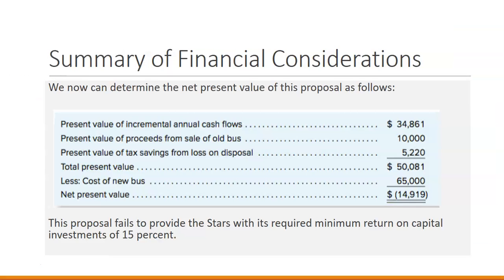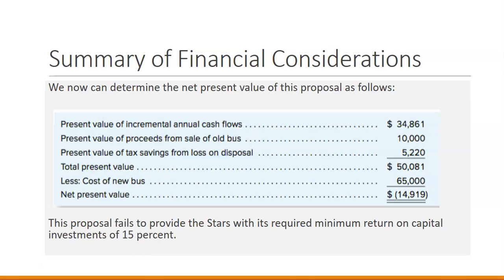So now we can look at the present value. Our present value of the annual cash flows is $34,861. We're also going to get $10,000 from selling our old bus, and we're going to get tax savings from that $15,000 loss, which gives us a total present value of this investment of $50,081. Now the net present value is negative on this investment. It will not meet our required return on capital investments of 15%.